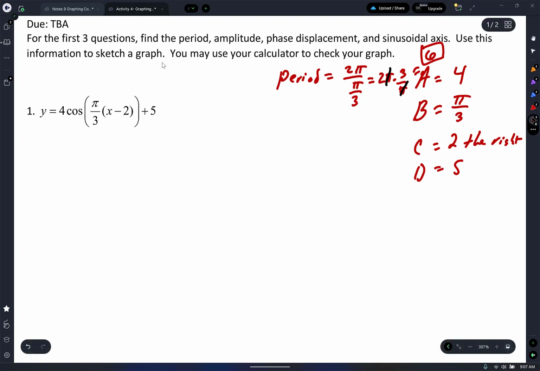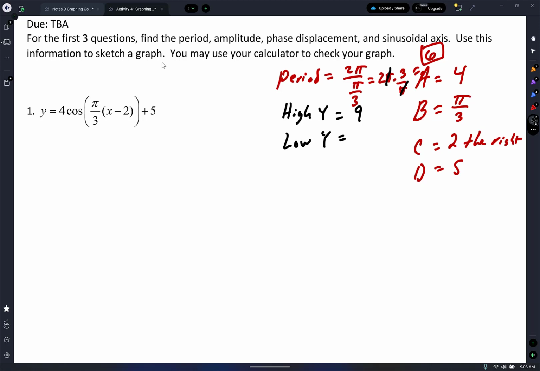And then I always like to put this because I think it helps. The high y. So the high y, take your midline, 5, and add the amplitude. What's 5 plus 4? 9. And your low y. Take the midline, 5, and subtract 4. What's 5 minus 4? 1. So that, I think that helps you guys.